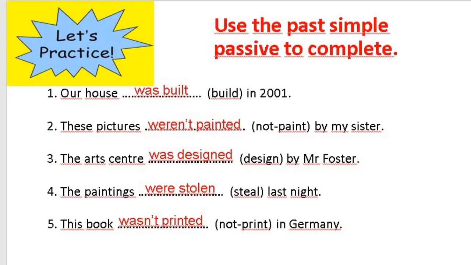This book, not, printed in Germany. This book is used as singular, so we should say was not printed in Germany. This book wasn't printed in Germany. It's a negative sentence used in the past.